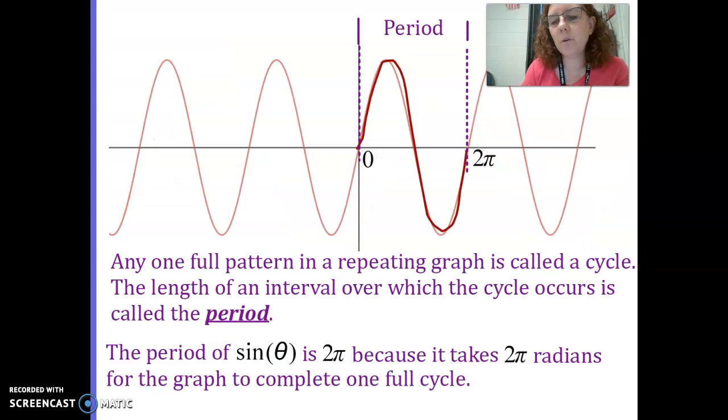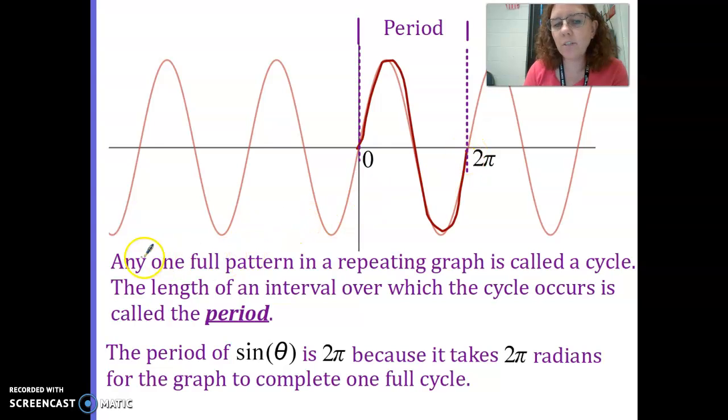Okay, so let's look at some new vocabulary words that we have not seen before. The first one of those is period. So this graph is called a periodic curve because it repeats itself over and over and over. It has that same cycle over and over. And you can see that the basic shape of the sine curve is right here. It starts that shape here at 0, and it completes right here at 2 pi. So one cycle of the curve takes 2 pi radians to complete.